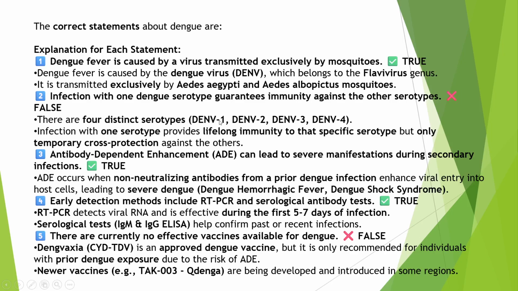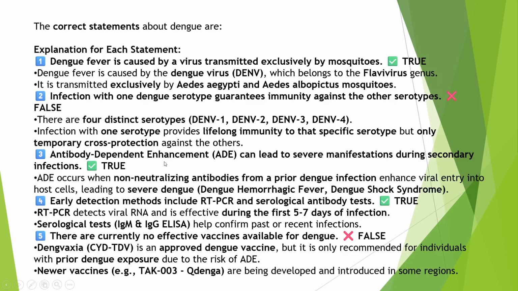That is, if you're infected with dengue virus type 1, the next time dengue virus type 1 infects, you will be immune. You won't get the infection. But the next time dengue virus type 2 infects, you will be infected because it's a different serotype and the antibodies are not efficient enough or not complementary enough to neutralize it. But only temporary cross protection against others.